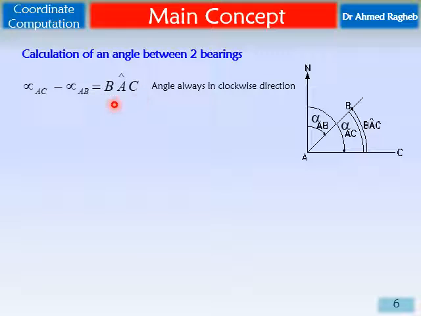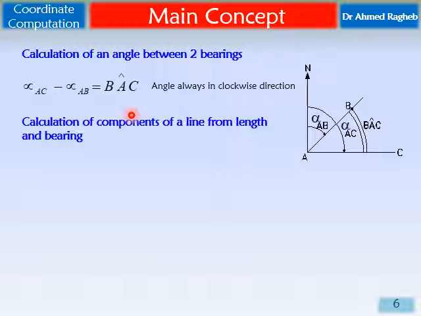If you name the angle properly, so this angle is named BAC from left to right and measured at A, then you can get easily which bearings are differenced. You go alpha AC minus alpha AB. If you have an angle equals XYZ, then it will be equal to alpha YZ minus alpha YX.